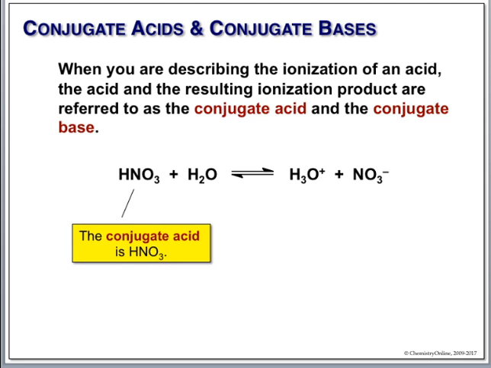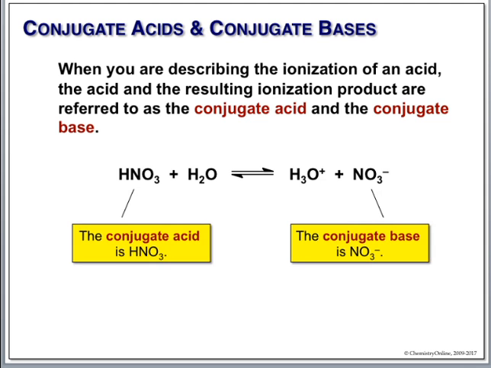In this case, we're donating a proton from nitric acid. Who's accepting it? Water. Water is accepting the proton. Once we lose the proton here, we form the conjugate base, which is nitrate. So you take your acid, remove the hydrogen, and you make the conjugate base.